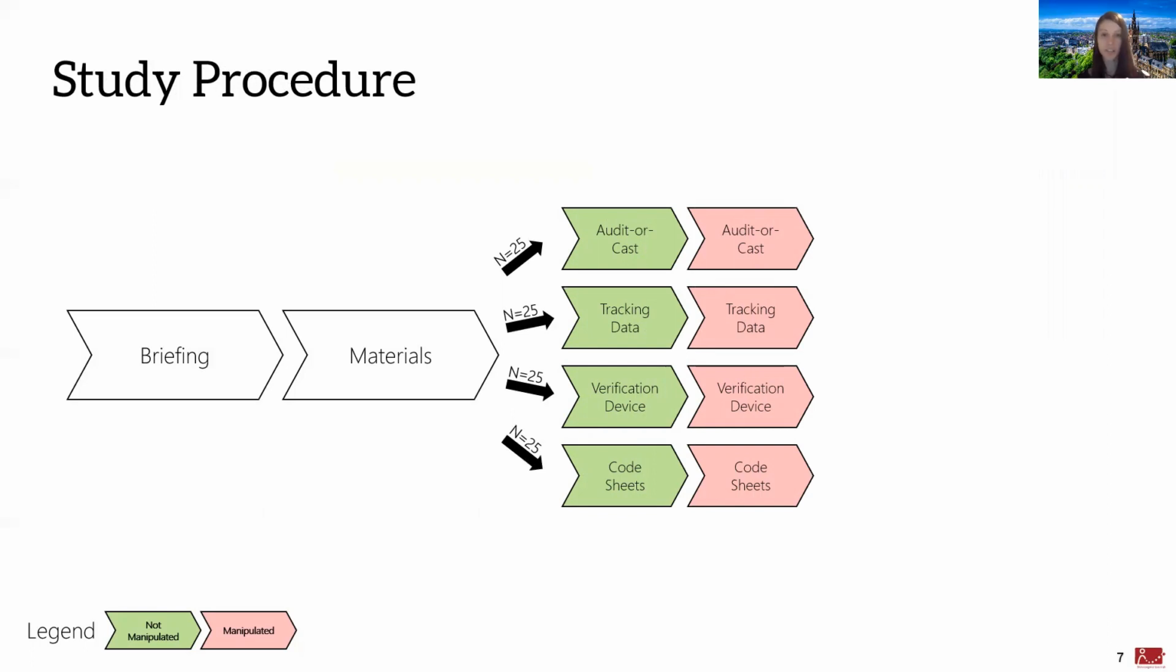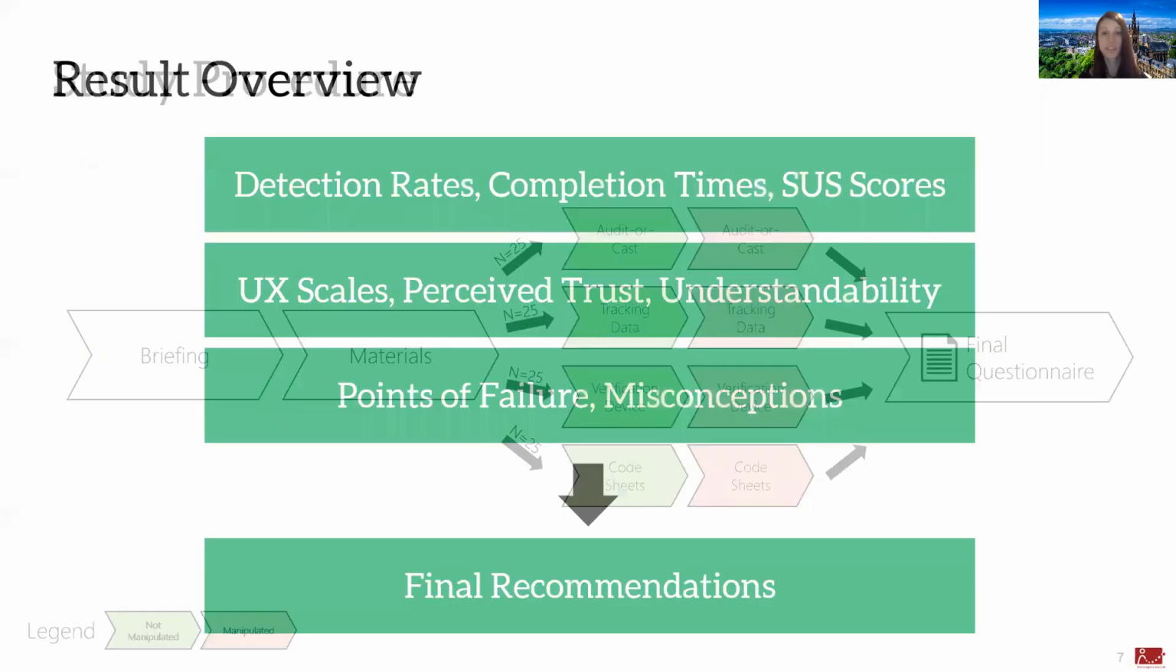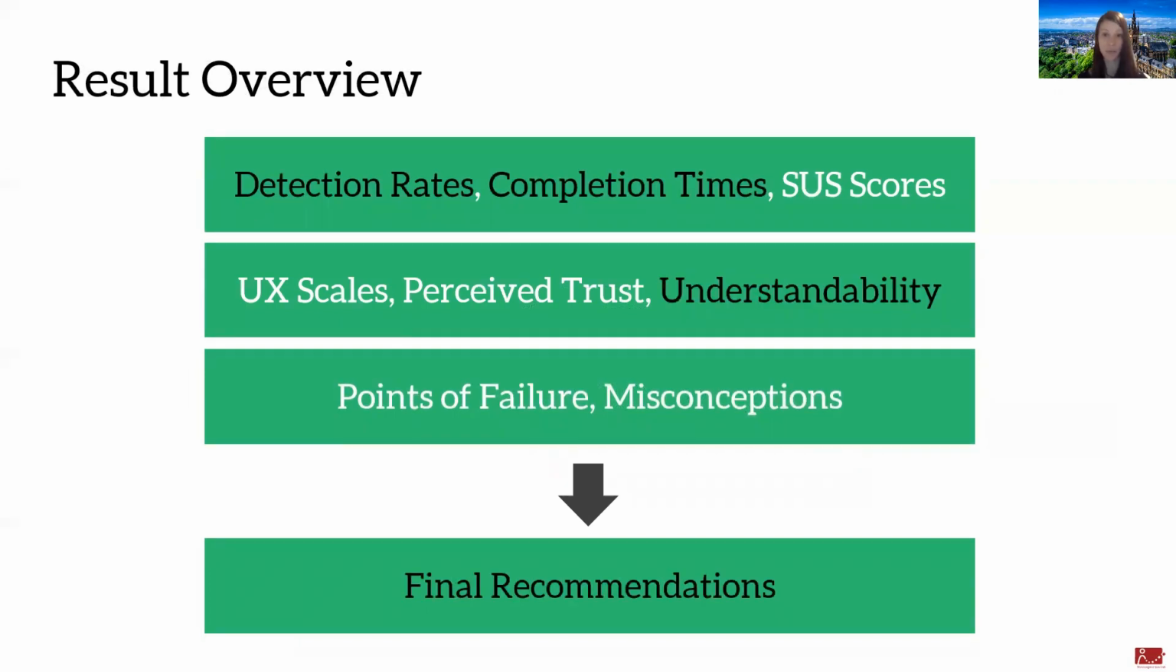Between those 2 interactions, we gave them the user experience and the SUS questionnaire. After the second run, we also give them another final questionnaire to investigate their perceptions. So we obtained the usability metrics in terms of detection rate for effectiveness, completion rates for efficiency, and SUS scores for satisfaction. We also measured the user experience scale with the user experience questionnaire, and received trust and understandability. We used our data to identify points of failure and misconceptions, and finally provide final recommendations. And in this talk, I will present you an excerpt of that.